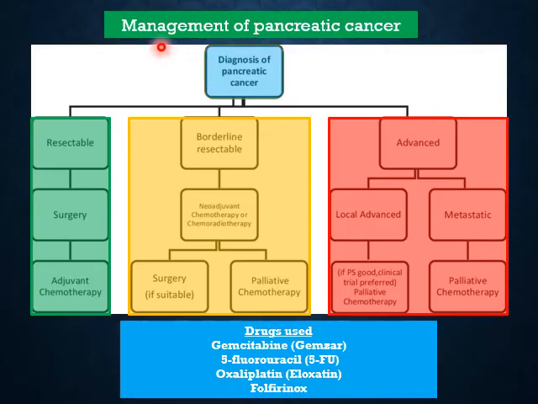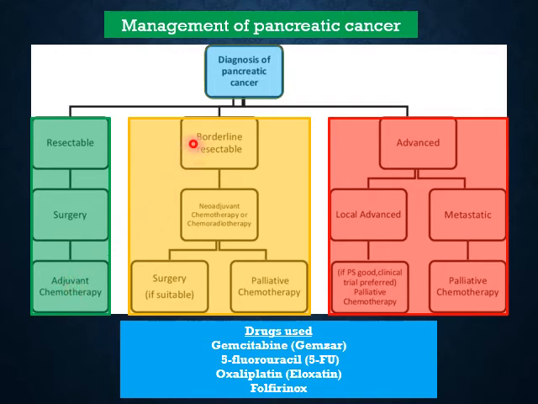Next, we come to the management of pancreatic cancer. This table here summarizes the management of pancreatic cancer. Once a diagnosis is made, it is classified into resectable, borderline, or advanced. Resectable, the decision is straightforward. Total curative surgery followed by adjuvant chemotherapy.